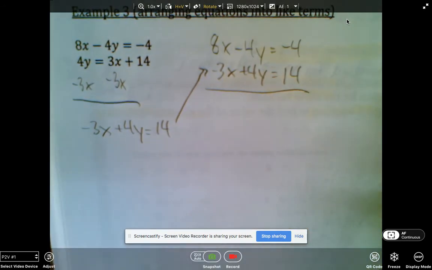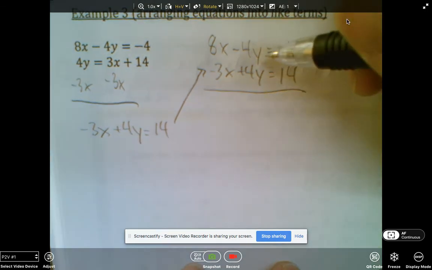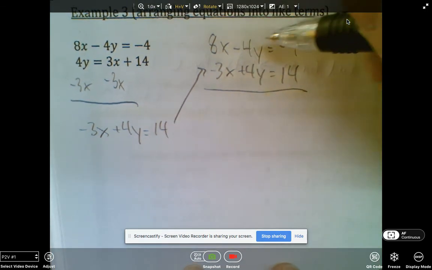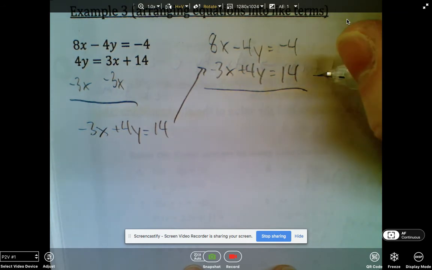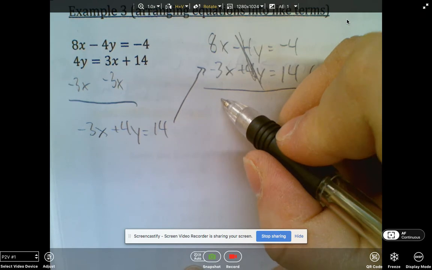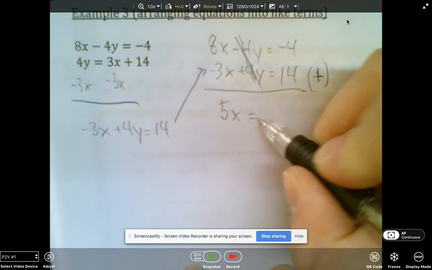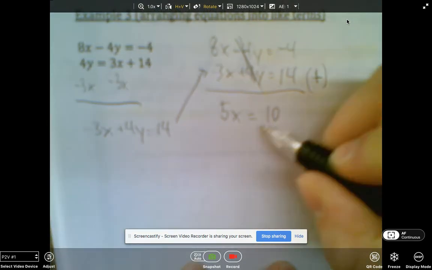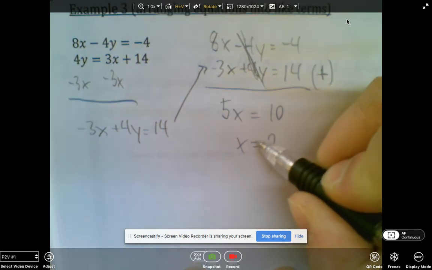Okay, so now raise your hand. What's going to eliminate, the x's or the y's? The y's will eliminate. So it looks like I'm going to use addition here. So I'll add these, and this cancels out. I'm left with 5x equals 10. So x must equal 2.